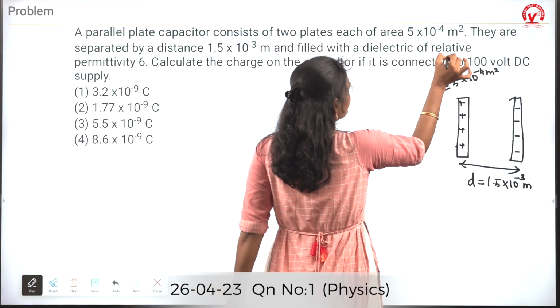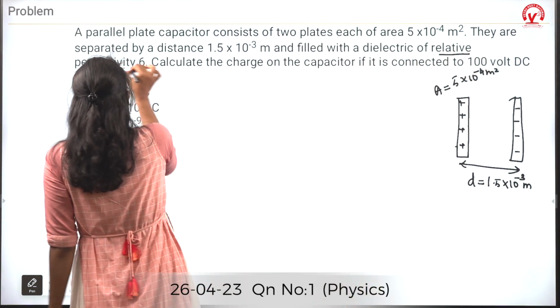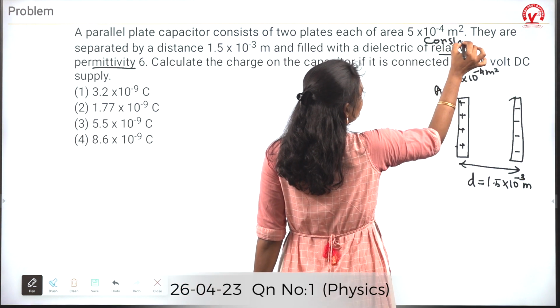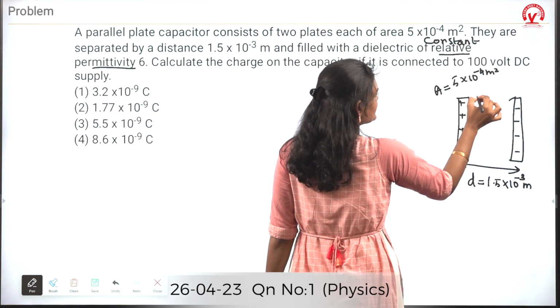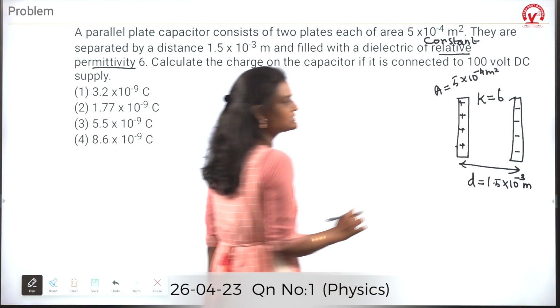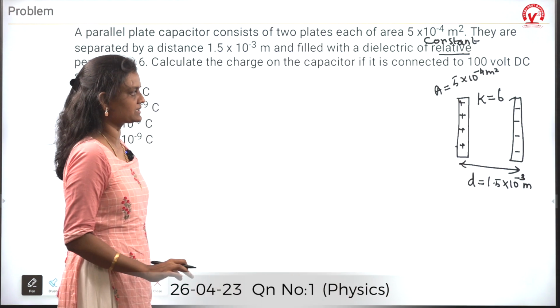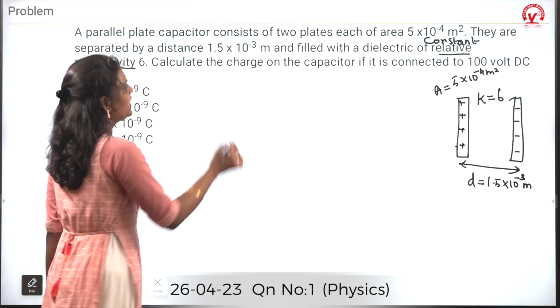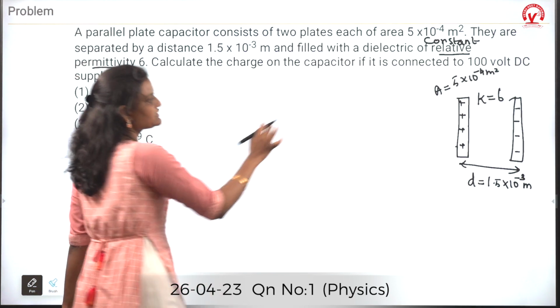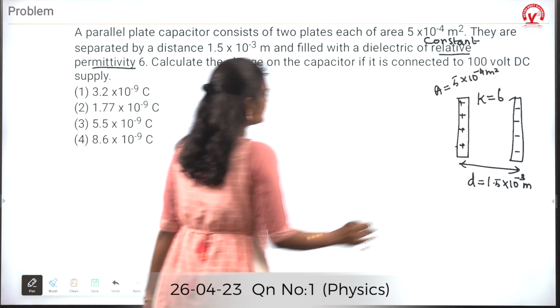What is meant by dielectric relative permittivity? It is nothing but the dielectric constant. So they gave the value of the dielectric constant as 6. We represent the dielectric constant with the symbol K. K is equal to 6. These are the given values. Our aim is to calculate the charge of the capacitor when it is connected to 100 volt.